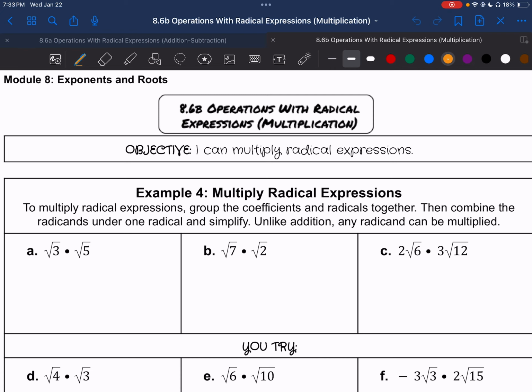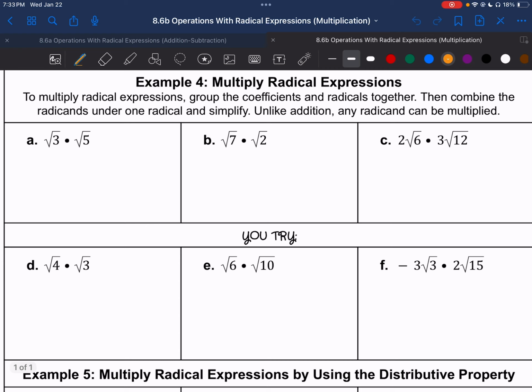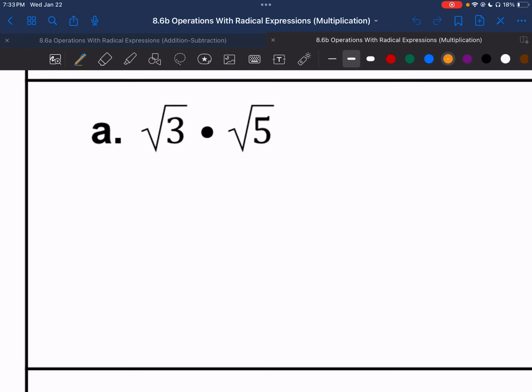Example 4, multiply radical expressions. To multiply radical expressions, group the coefficients and the radicals together, then combine the radicands under one radical and simplify. Unlike addition, any radicand can be multiplied. So the first two are examples that are pretty similar to what we saw a couple modules ago.